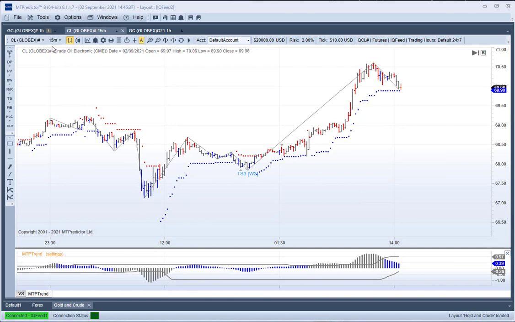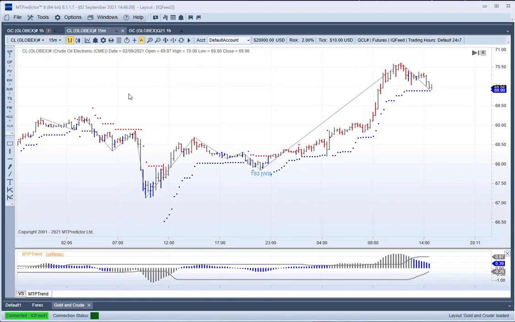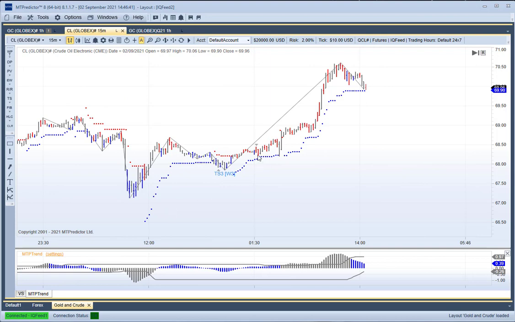Right, this is a 15-minute chart of crude oil. The setup I'd like to look at is this TS3, W3 or Wave 3 trade setup. For those of you who are new to MTPredictor, we don't take all our setups blindly as if it's a black box system, perhaps in the direction of our MTP trend color.